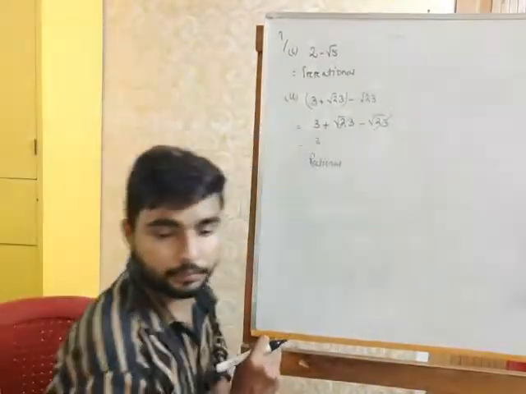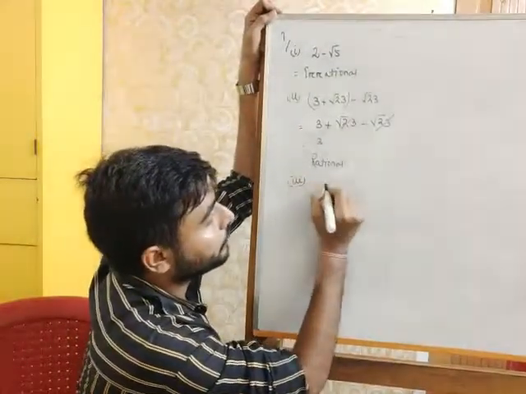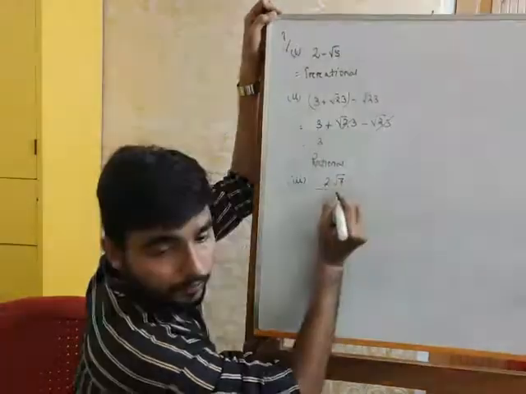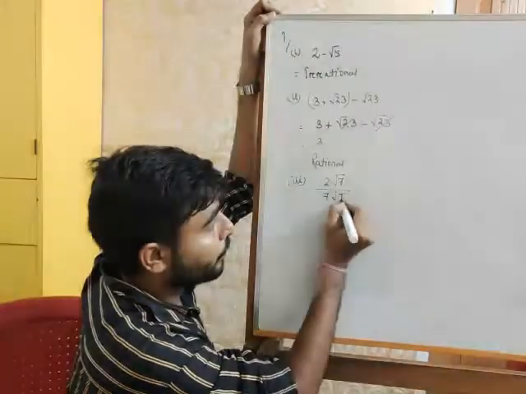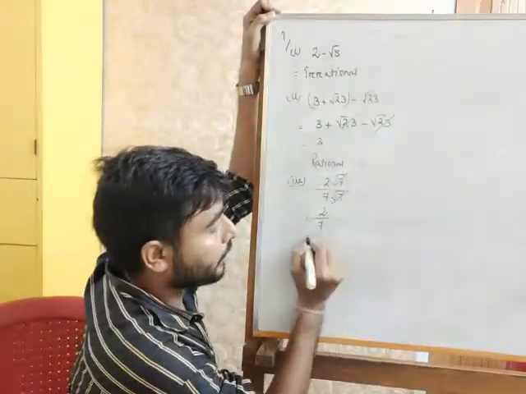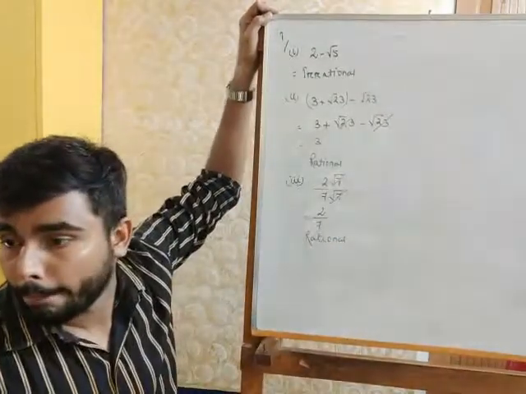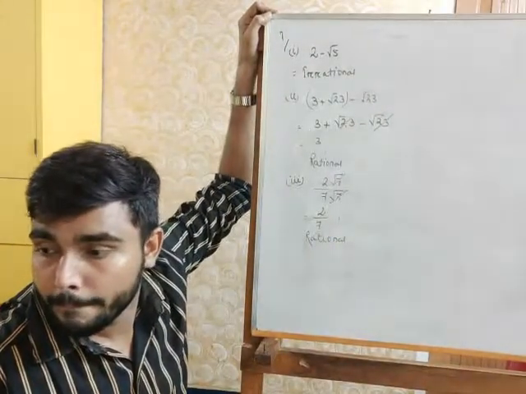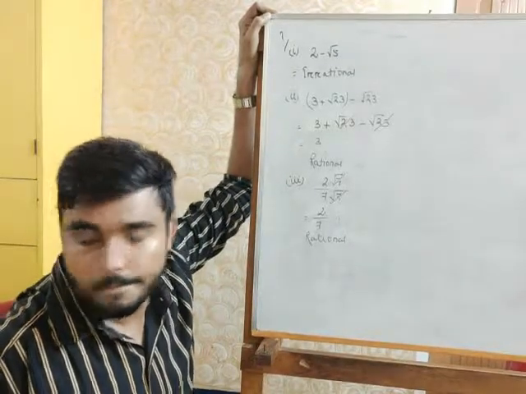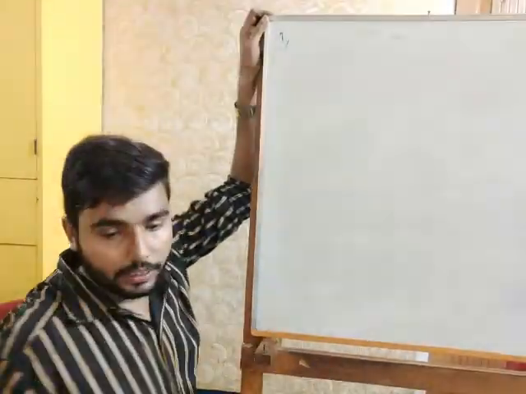Next is what? Number 3. Number 3 is 2 root 7 divided by 7 root 7. Root 7 got cancelled. 2 by 7. This is also rational. Are you getting it, all of you? Any doubt there? Okay. Let's see number 4 and 5 then.